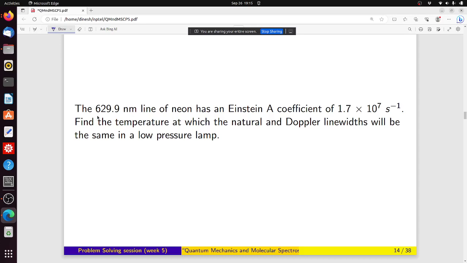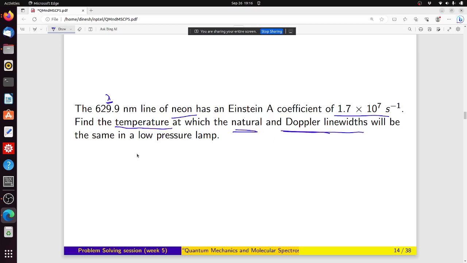Okay, the 629 nanometer transition line of neon gas has Einstein coefficient A equal to this much. Then find the temperature at which the natural and Doppler line widths will be the same in a low pressure lamp. Okay, so what do we have to find? We have to find the temperature at which the natural and Doppler line widths will be equal.